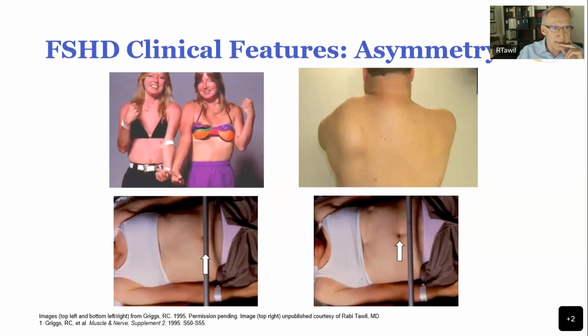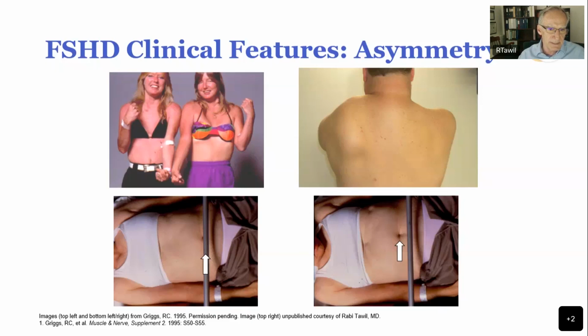And again, focusing a little bit on the asymmetry of involvement, which I always find peculiar. On the upper right-hand side are identical twins. You can see one is on the right, one is on the left. Those biceps don't work on one side and are completely normal on the opposite side. On the right side, you can see the person with, again, scapular winging on one side, but on the other side, completely normal.